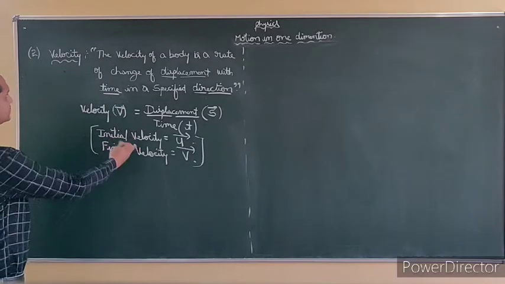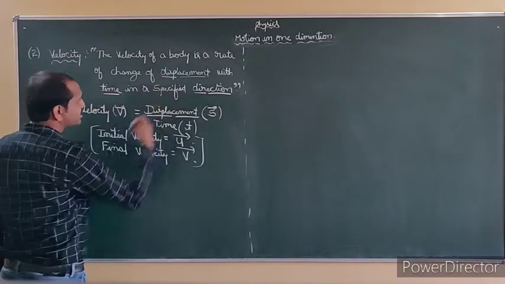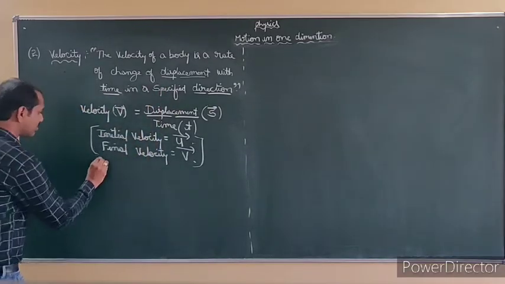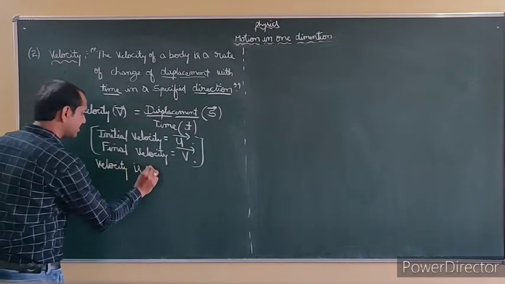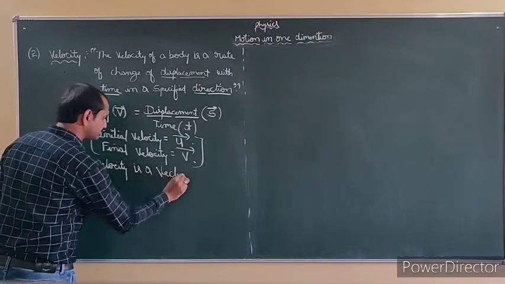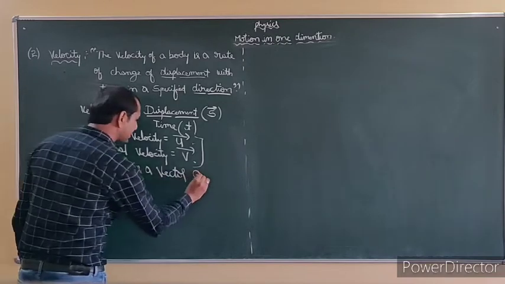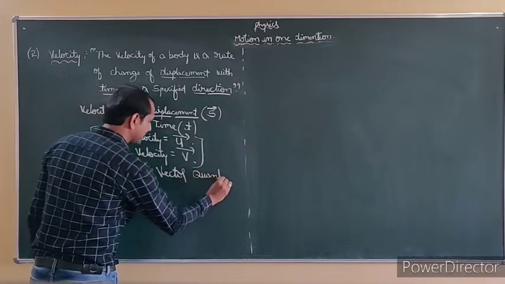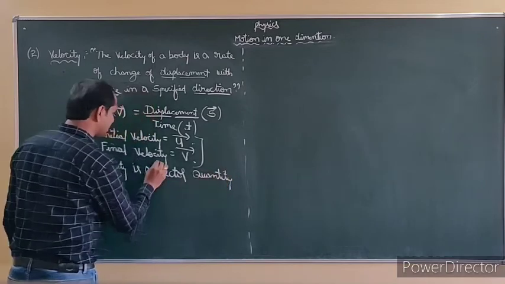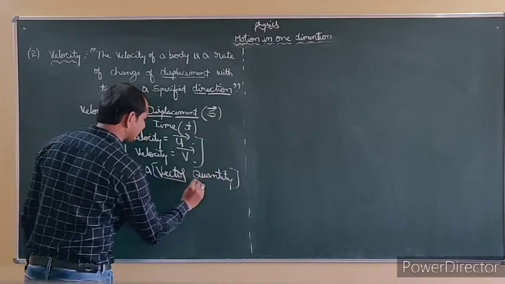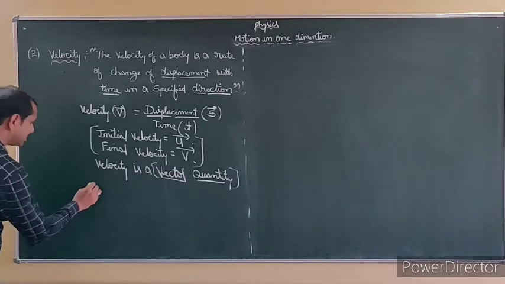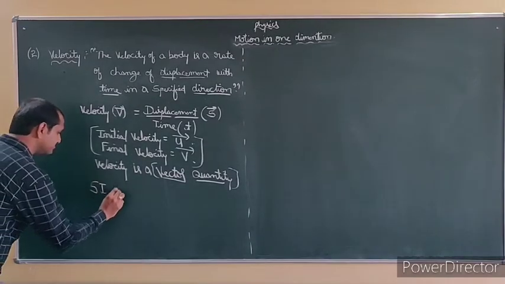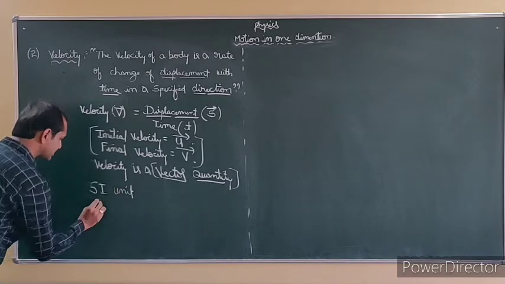Next, we already know that velocity has both magnitude and direction. Velocity is what quantity? Velocity is a vector quantity. Understand? It is a vector quantity. Then what about its SI unit and CGS unit? What about its SI and CGS?